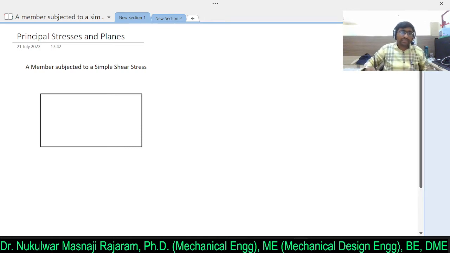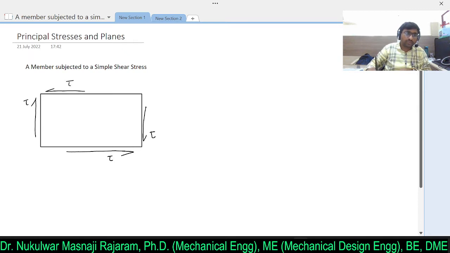So let's start today's discussion, that is on principal stresses on a member subjected to simple shear stress. So here again I will consider shear stress tau. This is shear stress again tau. Now why am I considering only tau? Because as we know, tau dash and tau are equal. So I am considering only tau. So the force acting on this plane is also tau. On this particular plane is also tau.